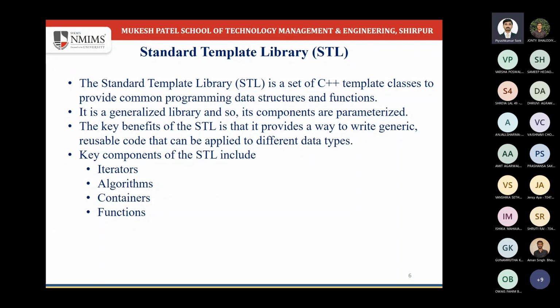The key benefit of using STL is that it provides a way to write generic, reusable code. Why generic? We can use the code for any data type by just supplying the data type. The same code will be used for different data types. The primary components of STL are iterators, algorithms, containers, and functions. We will briefly go through iterators, algorithms, and containers in today's session, and then we will be discussing and working on problems and their solutions using STL.